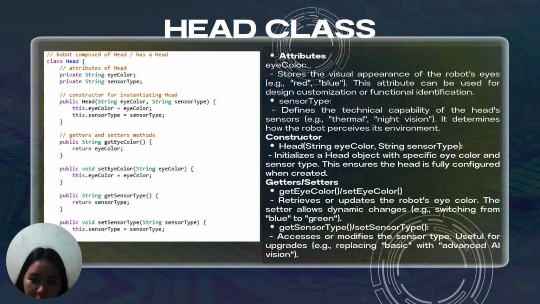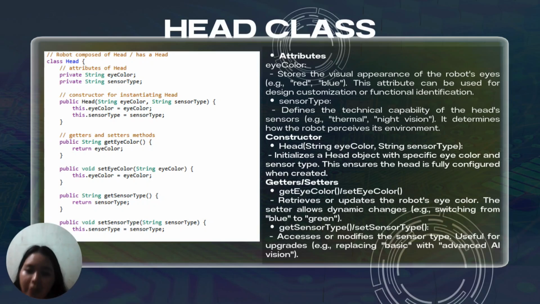And the second attribute is sensor type. The sensor type defines the technical capability of the head's sensors, such as thermal or night vision, so it determines how the robot perceives its environment. Our constructor is parameterized with two parameters, the eye color and sensor type. This will set the values of the two attributes once we instantiate an object.